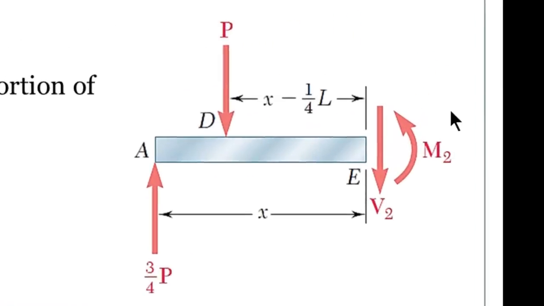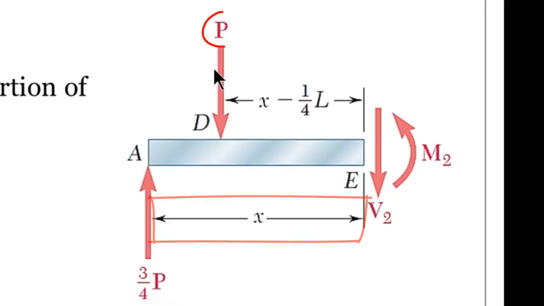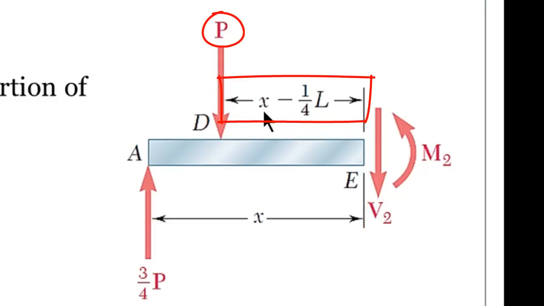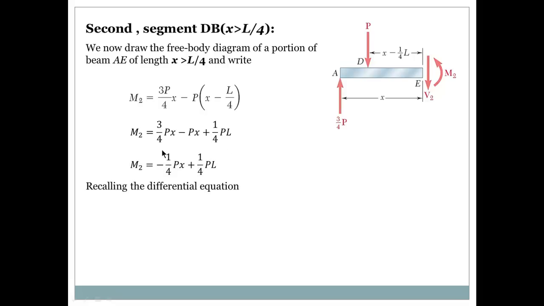We now draw the free body diagram. This is the free body diagram, and if I want to find M2, I take the moments about point E. It's going to be M2 minus 3/4 P times x, plus P times (x minus 1/4 L), and this is the distance. So I'm going to end up having M2 equals this expression. Simplifying the expression one more time, simplifying it again. Now this is the equation I'm going to use in my differential equation.